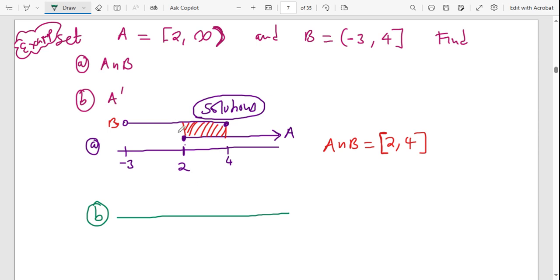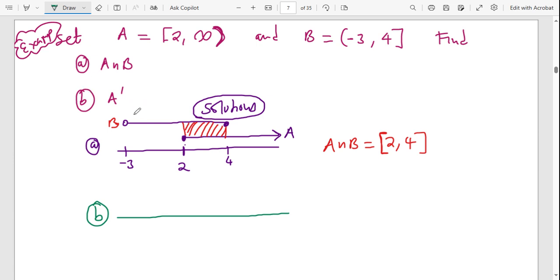What determines that is, is that part shaded or is it not shaded? If it is not shaded, then you use the open. If it is shaded, use the closed. In other words, are those two elements part of the set you are dealing with? If it's part, that means it's closed. Okay.